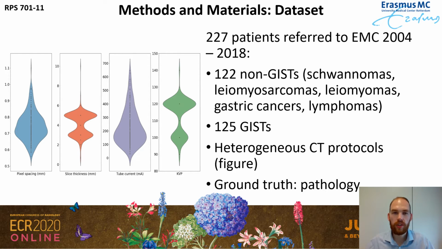The dataset consists of 227 patients, of which there are 122 non-GISTs, and they are a mixture of different tumor types, and 125 GISTs. While these patients were all referred to a hospital, the scans originate from different centers, which causes some variation in the acquisition protocols, as you can see in the image on the left. For all these patients, the ground truth was determined by using pathology.